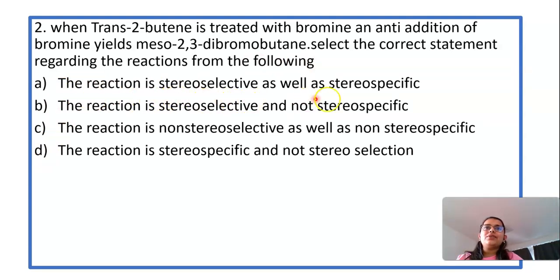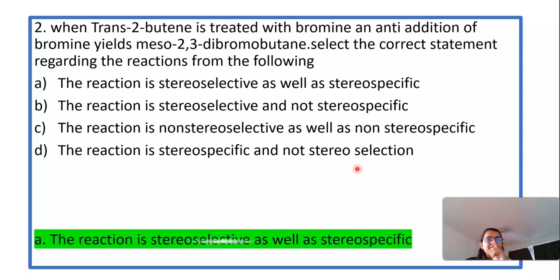The reaction is stereoselective as well as stereospecific. The reaction is stereoselective and not stereospecific. The reaction is non-stereoselective as well as non-stereospecific. The reaction is stereospecific and not stereoselective. Maybe you will find it a little complicated, but if you read it twice, I can definitely say you will get the answer. The correct answer is A. When trans-2-butene reacts with Br2, that is bromine, and anti-addition happens, it will yield meso-2,3-dibromobutane, and it is a completely stereoselective reaction as well as stereospecific.